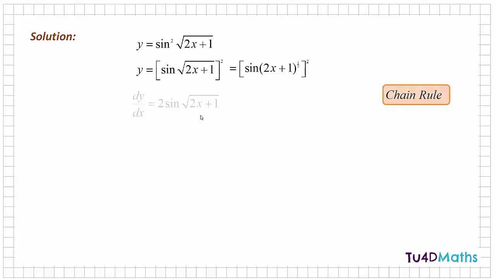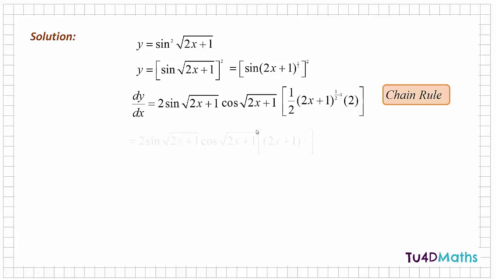So dy/dx will be twice the whole thing to the power of 1 times the bracketed term differentiated. So differentiate sine of root 2x plus 1, we get cos of root 2x plus 1. And now differentiate root 2x plus 1, which will be a half times (2x plus 1) to the power of minus a half, and differentiate the bracketed term, we get 2. The 2's will cancel, and rearranging, we get 2 times sine root 2x plus 1 cos root 2x plus 1 times (2x plus 1) to the power of minus a half.